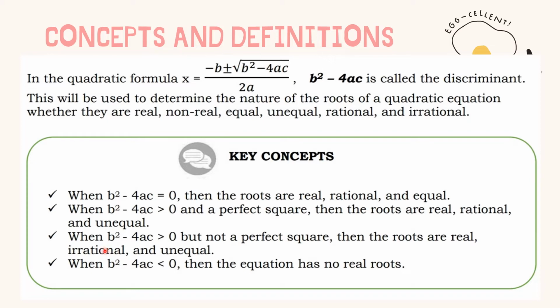When the discriminant value is greater than 0 but not a perfect square, then the roots are real, irrational, and unequal. When the discriminant value is less than 0 or a negative number, then the equation has no real roots.